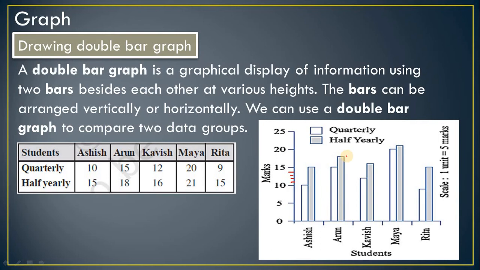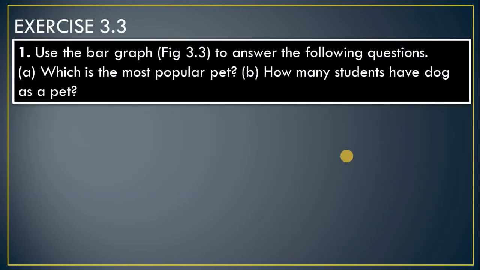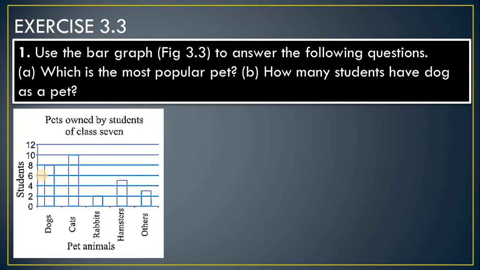It's very simple, and we will see this concept in the exercise part. So the exercise is started now. Use the bar graph to answer the following questions. The graph is given. Here downside on the x-axis the pet names are there, and the number of students who like a particular pet. Dog is liked by a total of 8 students, cat is liked by 10 students. In this way you have to give the answer.